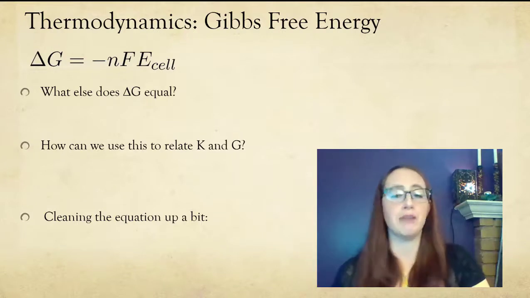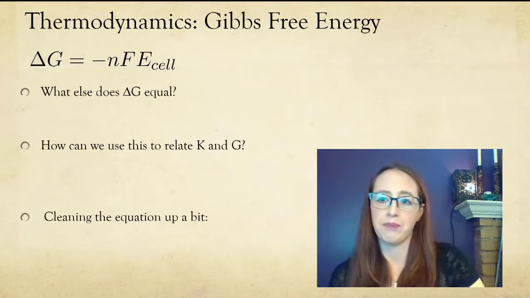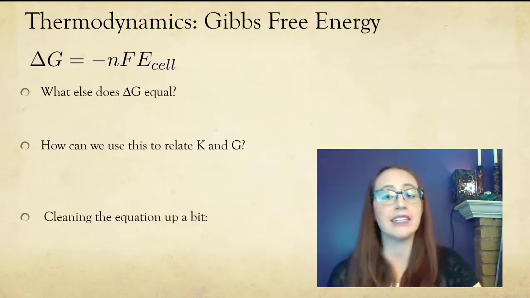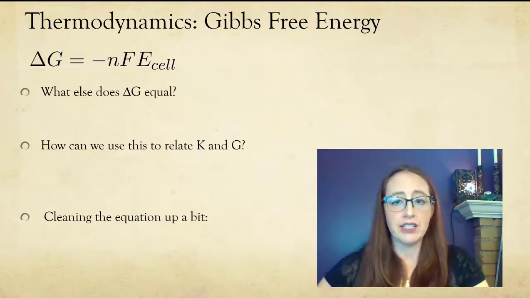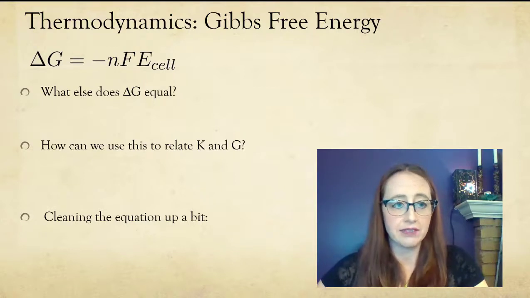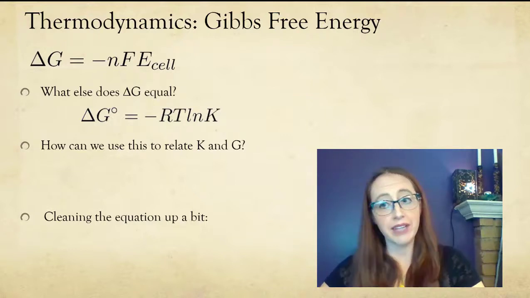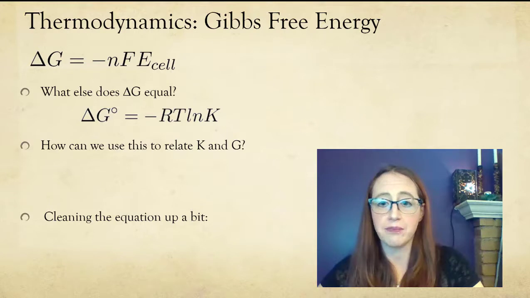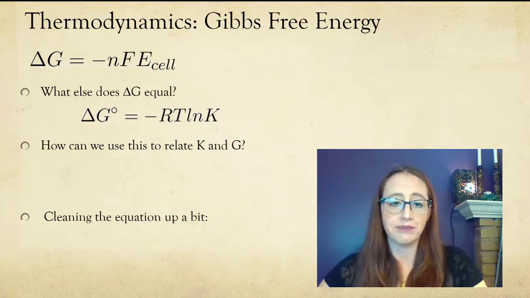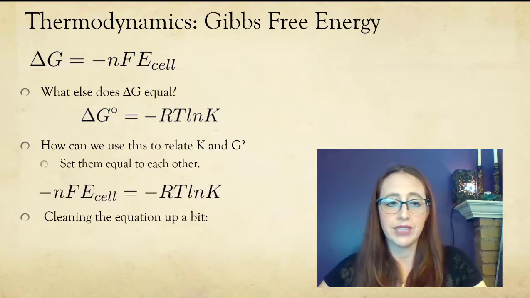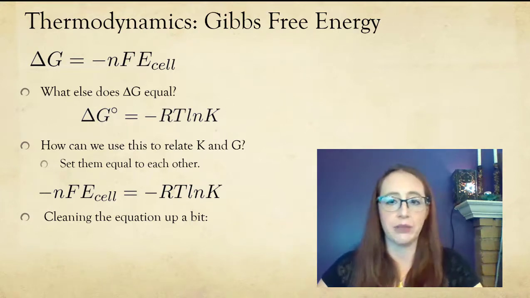Now, let's do what I'm going to call a mini derivation, since it's not a full derivation, to help us connect E and K. So this is E, our voltage, and K, our equilibrium K. We now know that delta G is equal to negative NFE. But we also know that delta G is equal to negative RT natural log of K, from some of our previous chapters. Now, if delta G is equal to both of these, that means that we can set them equal to each other. Now we actually have an equation that relates E and K. It's just not a very pretty equation.